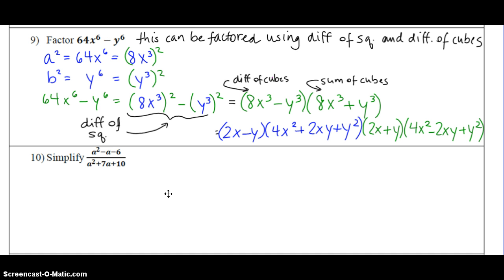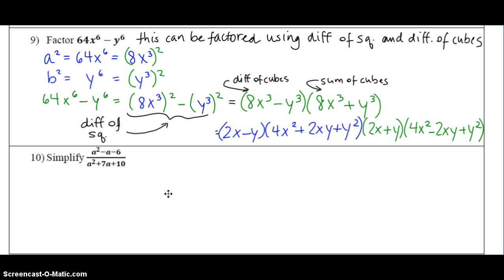Okay, that was definitely a tough one, and let's call it a challenge problem. Hopefully you were able to get the right answer by first finding what the squares were and treating it as a difference of squares, and then using the difference of cubes and the sum of cubes formulas. By the way, it would have worked either way you did it, but this way is a little bit neater.